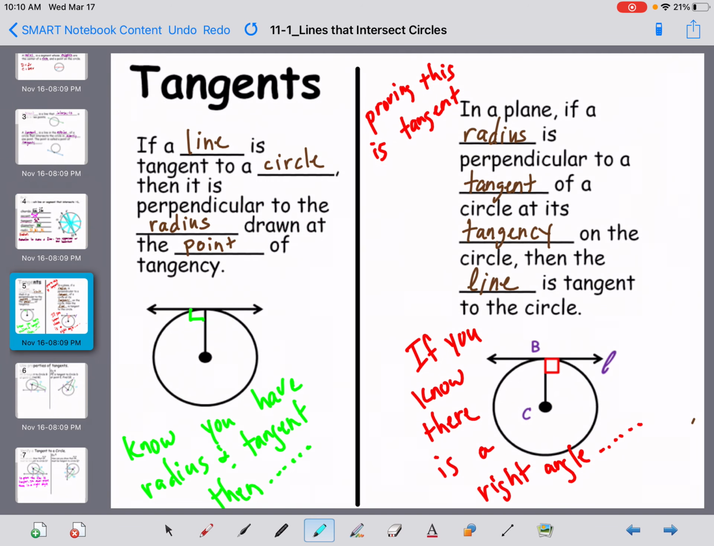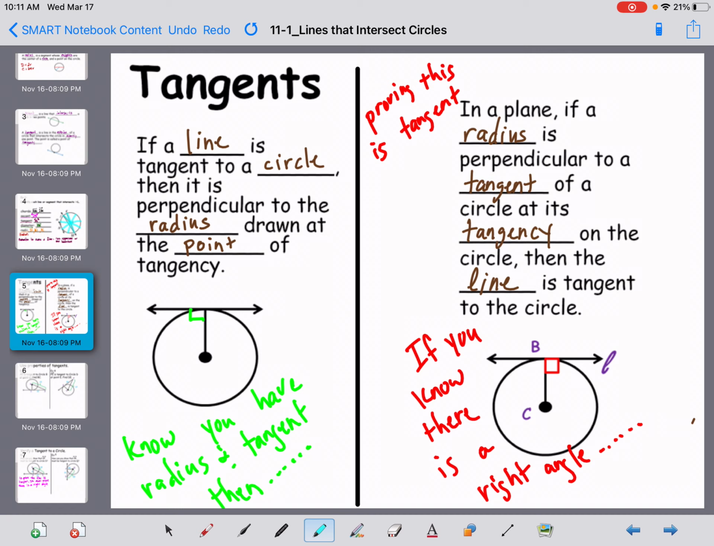All right, tangents. So here's the important thing about tangents. On the left-hand side here, if a line is tangent to a circle, then it is perpendicular to the radius drawn at the point of tangency. You can see in green where I've marked the right angle. So in this example, if you know that you have a radius and a tangent, then you have a right angle.